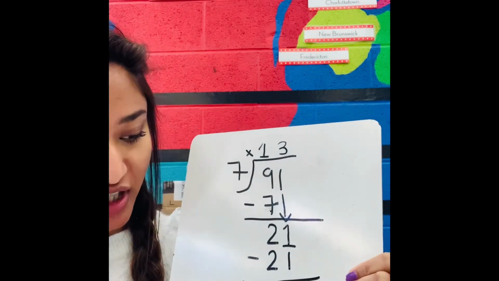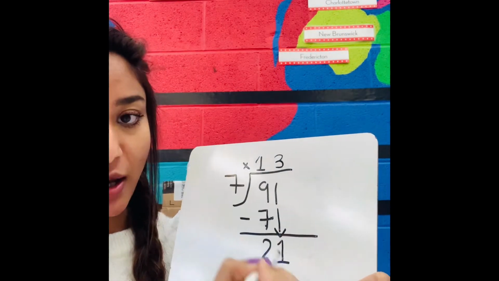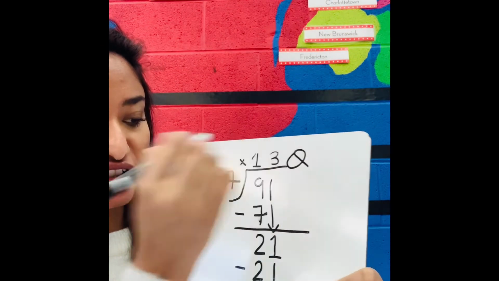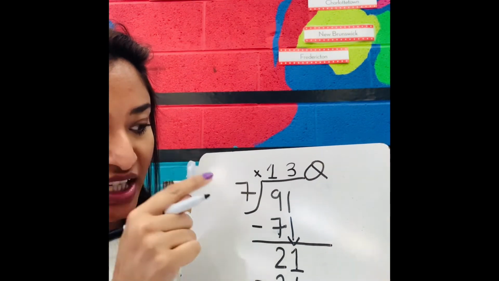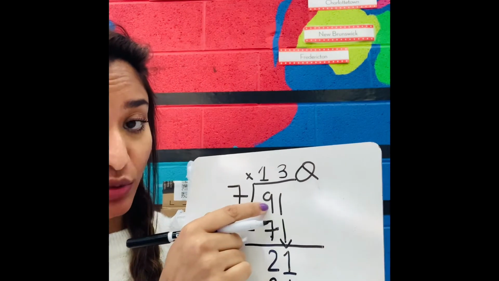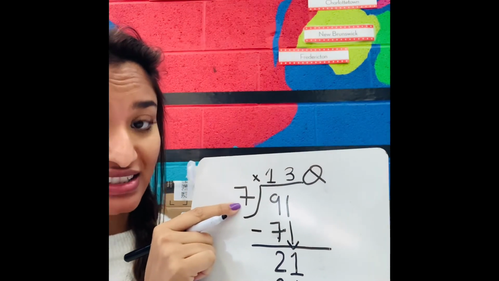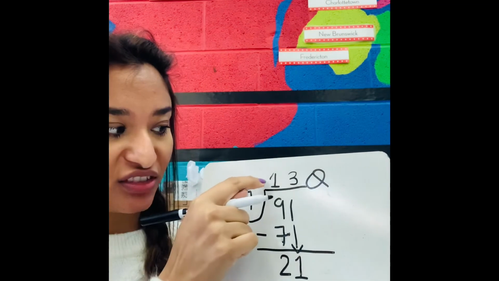So my remainder is 0. My quotient is 13. So if there were 91 cookies and 7 kids, each kid would get 13 cookies.